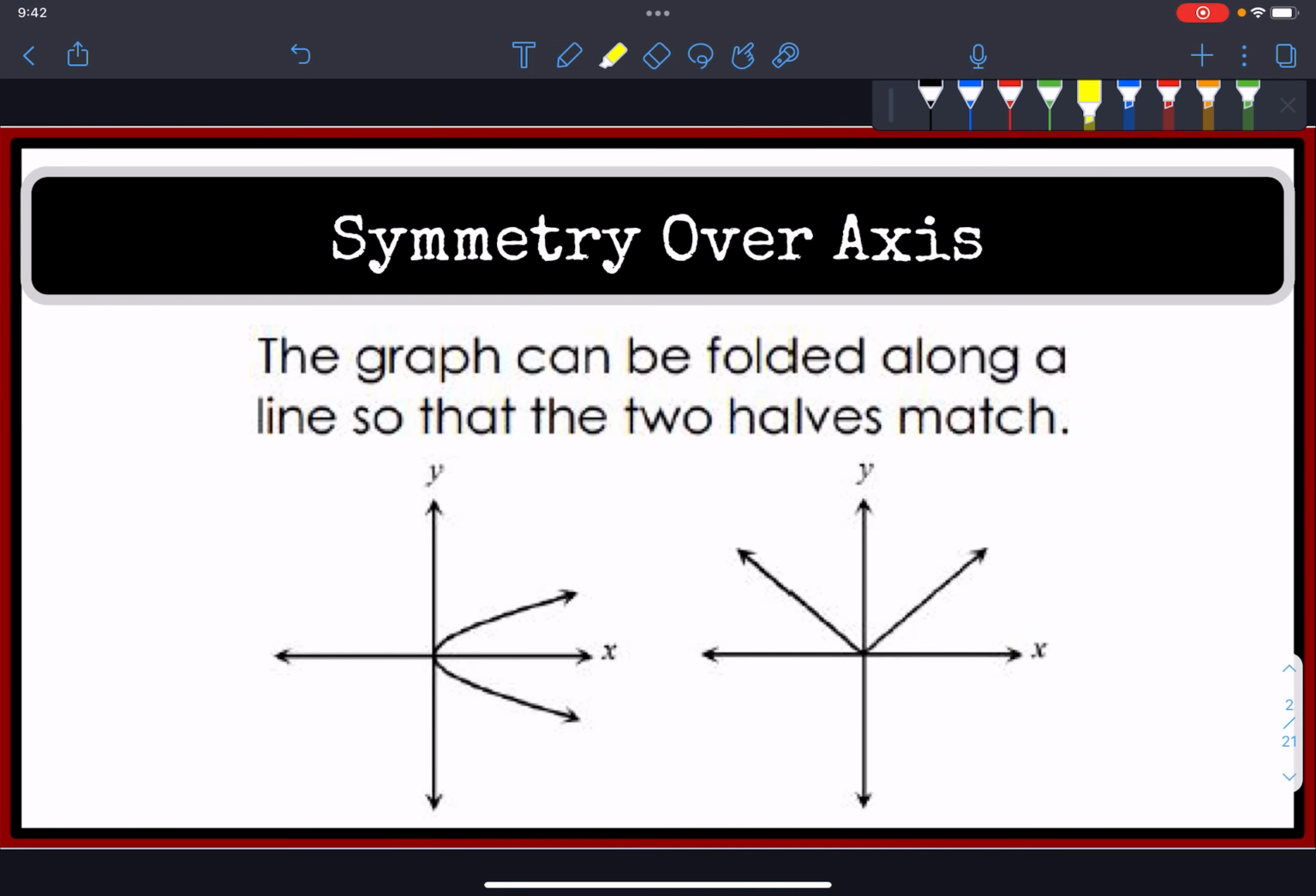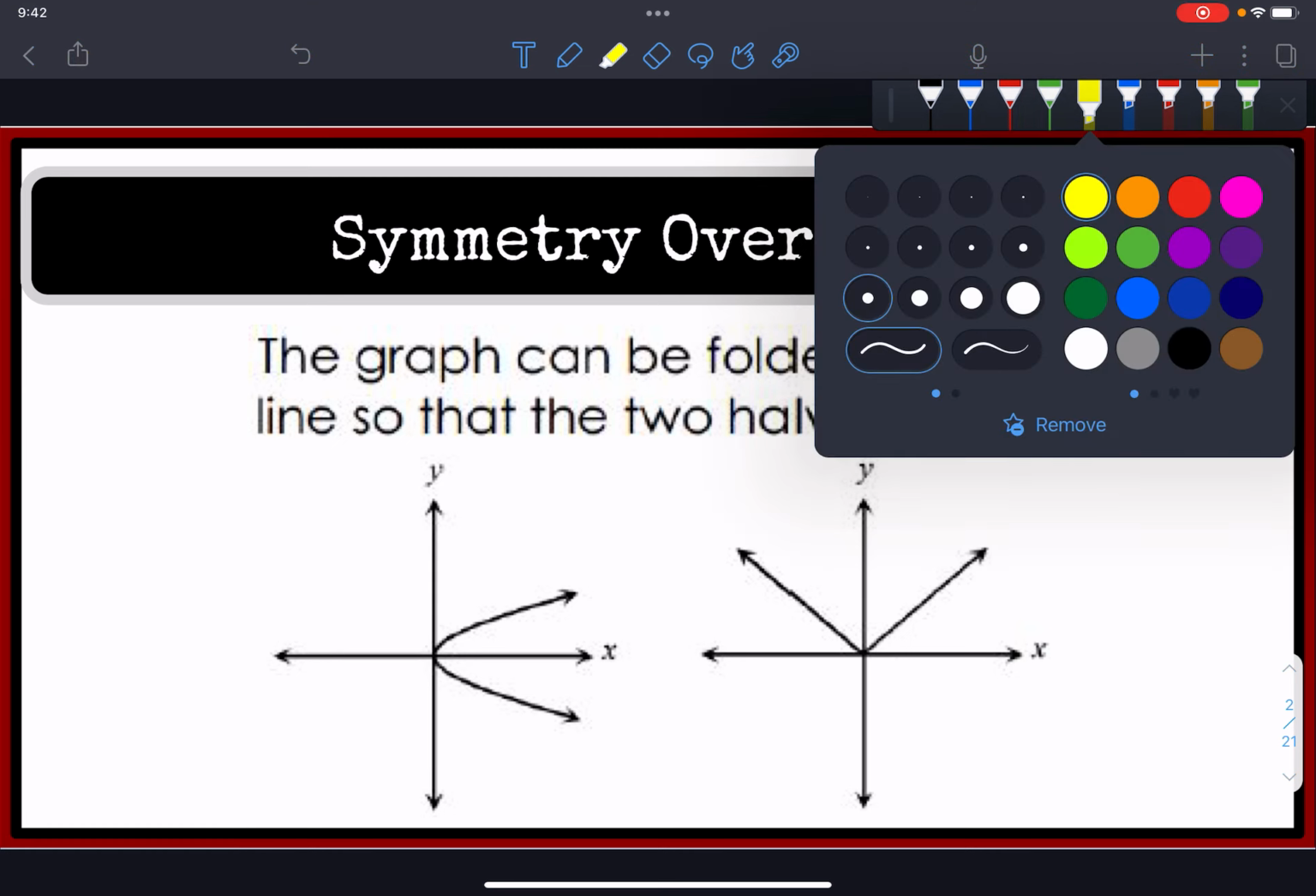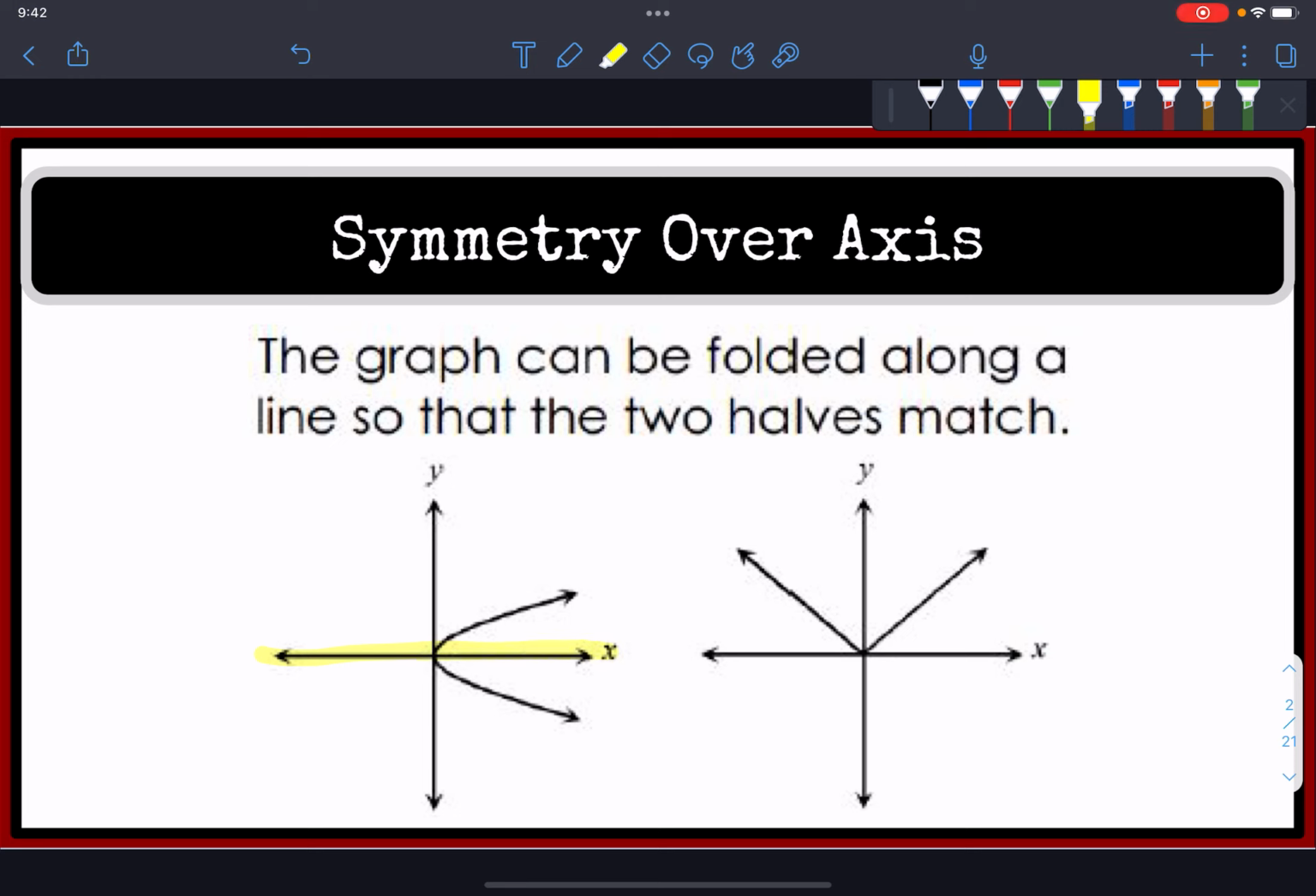We can have a graph be symmetrical over an axis, which obviously means we have two axes in our coordinate plane. So we could have a graph be symmetrical along the x-axis, which means that the top portion of our graph will match up to the bottom portion of our graph, or we can have the graph be symmetrical along the y-axis, which then just means that the left half matches perfectly over the right half if I was to fold it in that direction.